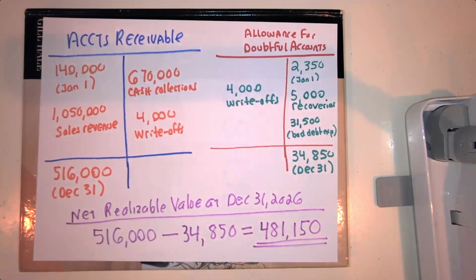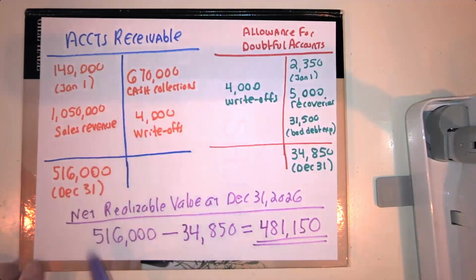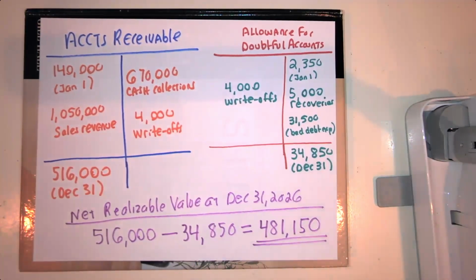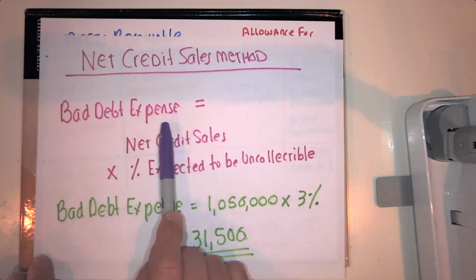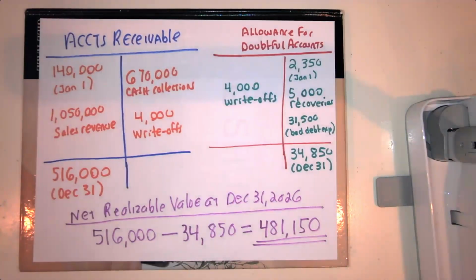All right, like I said, exam 2 is going to be a lot more calculation oriented. And some of those calculations are things just like this. Need to be able to set up the T accounts, come up with the ending balances, calculate the NRV. And we definitely need to be able to come up with our bad debt expense. So far, we've seen this first method, the net credit sales. Are there any questions at all before we look at the other technique?